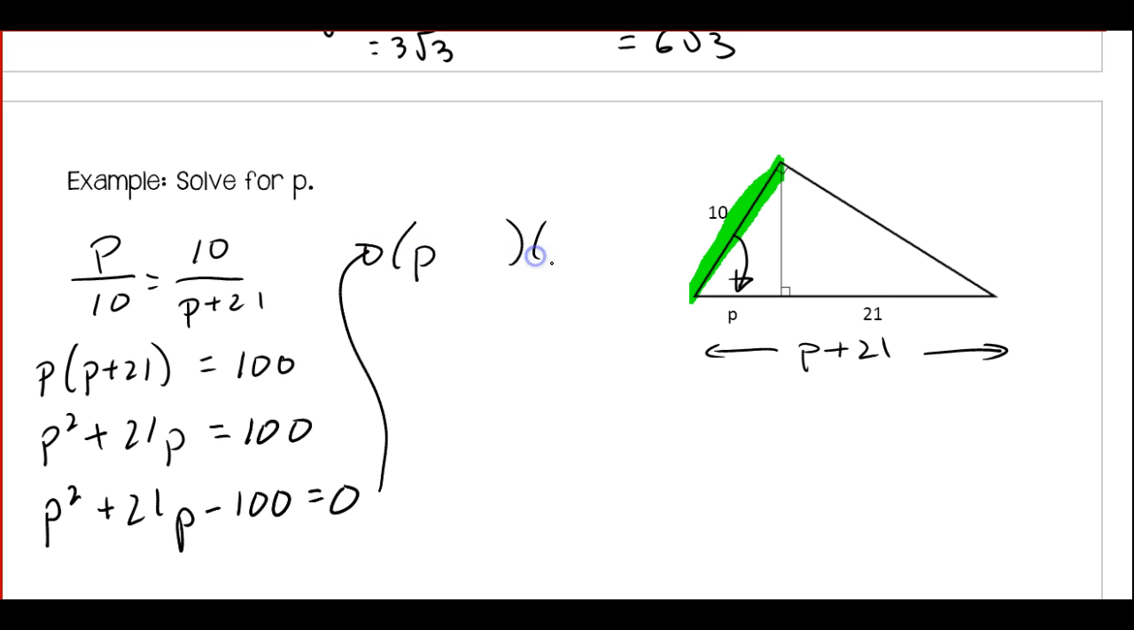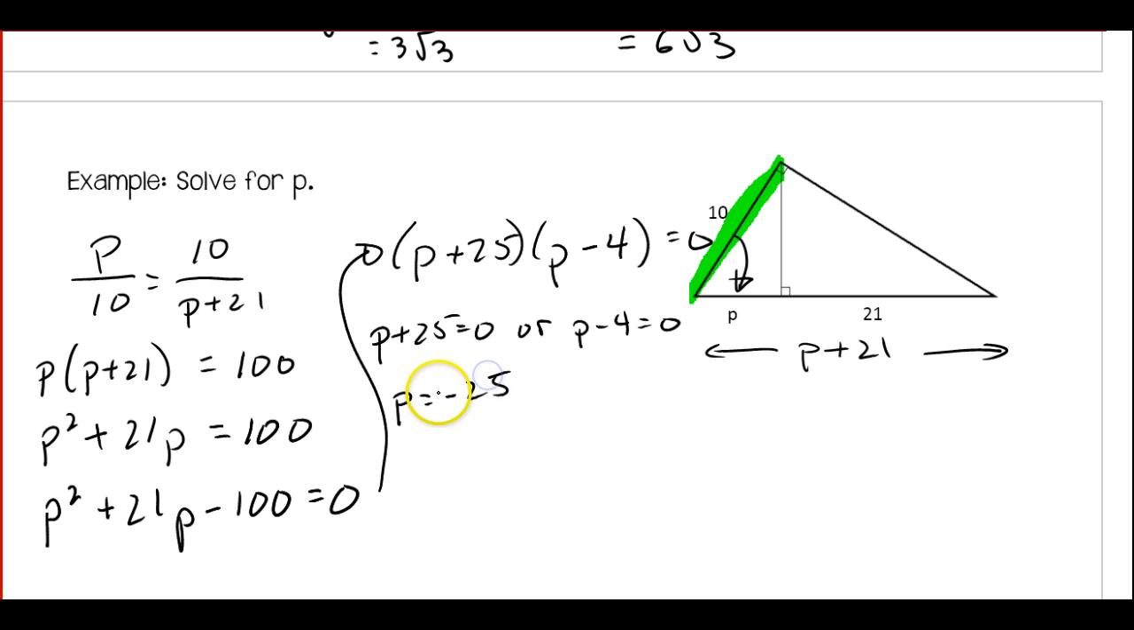So I know it's going to be a p over there and a p over there. It's got to equal 0. So 25 and 4. Since it's plus 21, I'm going to make that plus 25, make that minus 4. I'm going to use my zero product property. P plus 25 is going to be 0, or p minus 4 is going to be 0. Solve each of these. I get p is equal to negative 25. We're not going to use that one because we can't have a negative value here for p. Here I get p is equal to 4, and there's my final answer.